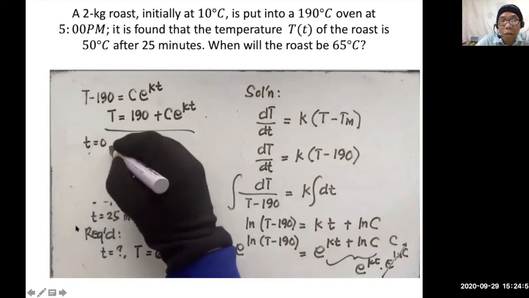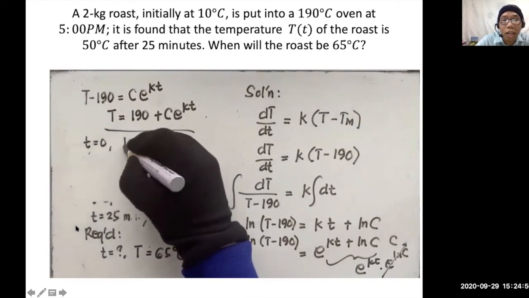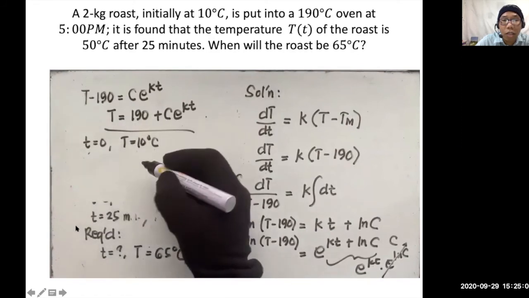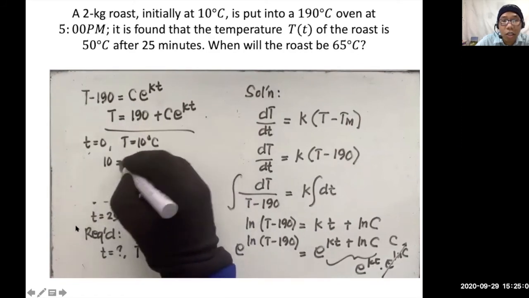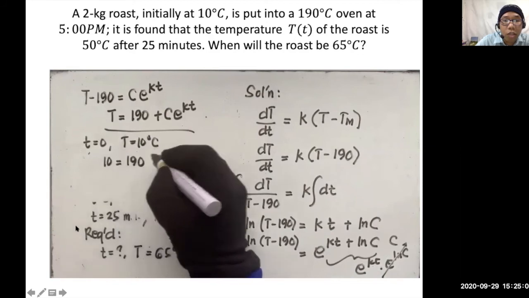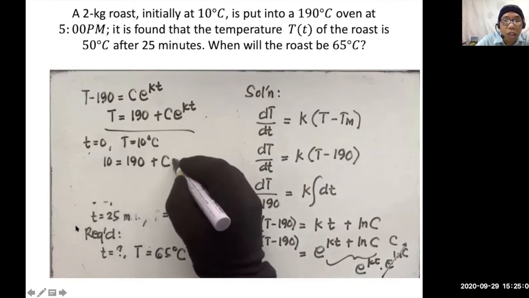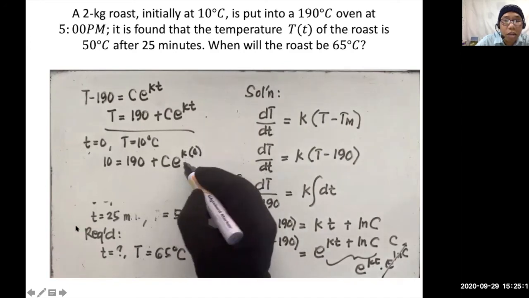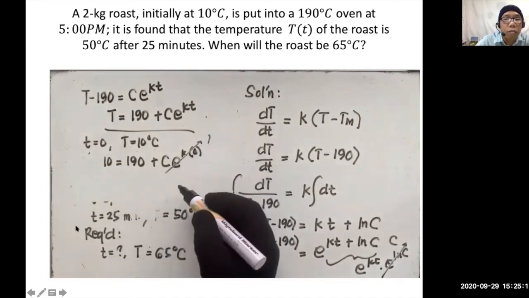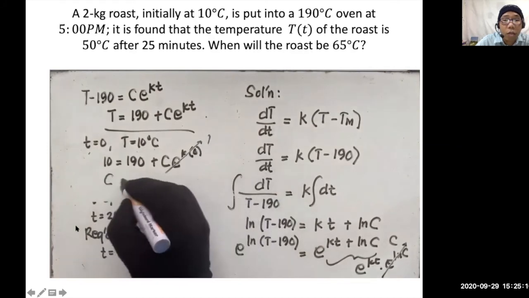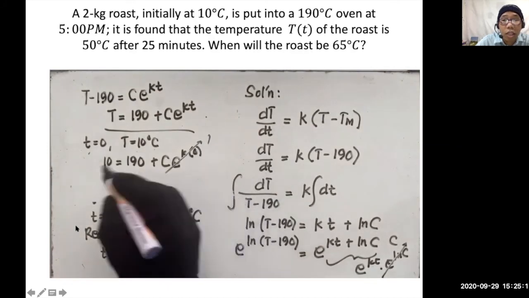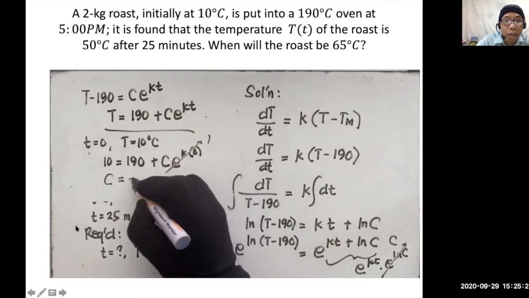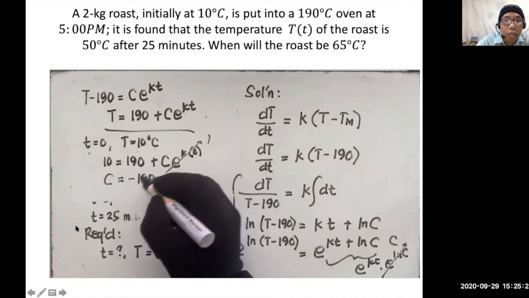Do you remember? Now we use the initial condition, that at t equal to 0, the temperature is 10 degrees Celsius, to determine the arbitrary constant C. So you have 10 equals 190 plus the arbitrary constant C, e raised to k times 0. So e raised to 0 here is equal to 1. Now, the value of C is equal to what? Negative, ang yung 190 transpose mo sa kabila, maging minus 190 plus 10, you have minus 180.